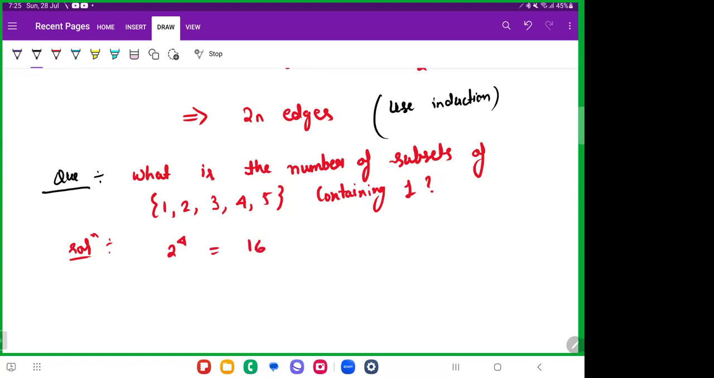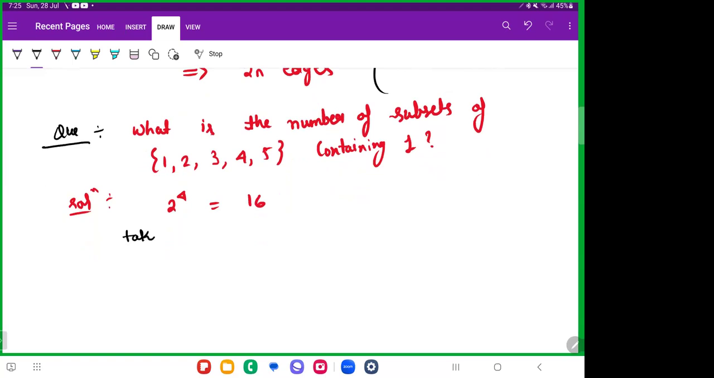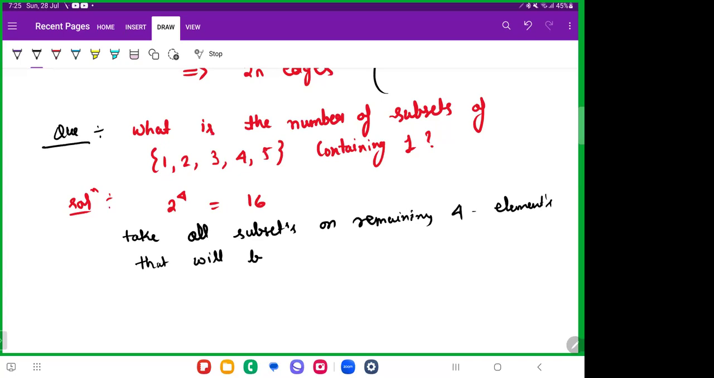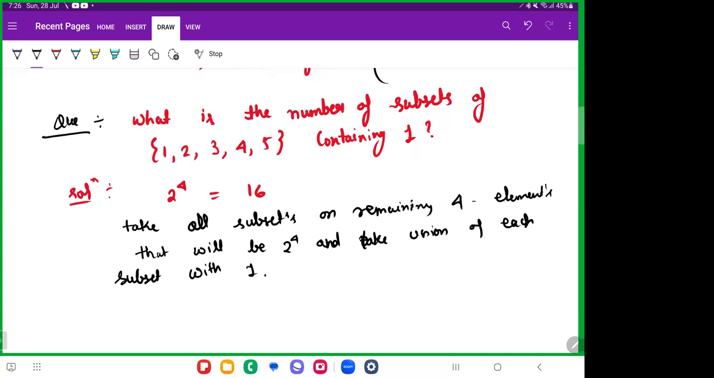Justification is: take all subsets on the remaining 4 elements. That will be 2 to the power 4. And just take the union of each subset with 1.